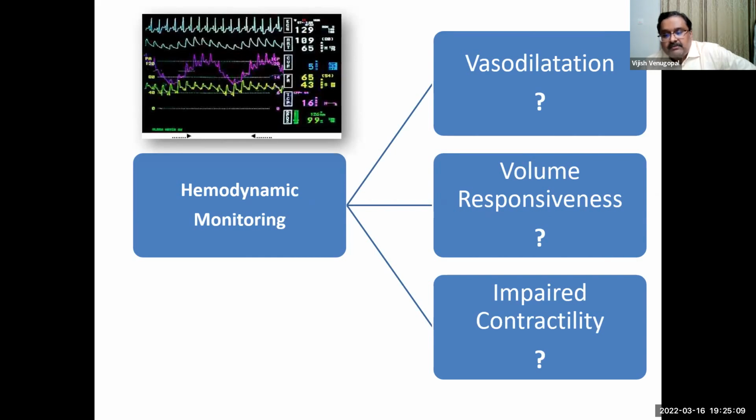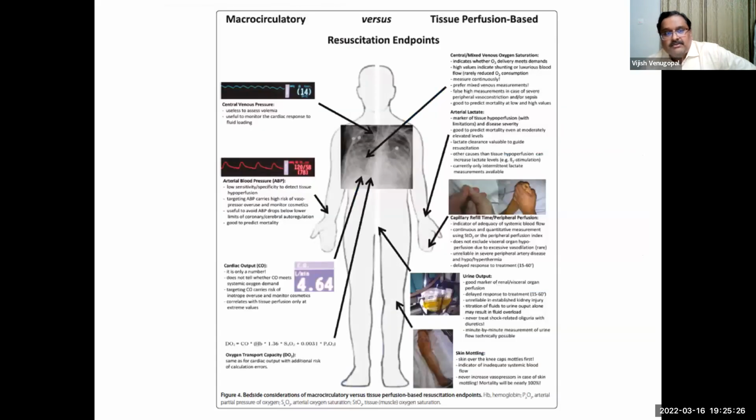But when do you stop giving fluid? You can do a lung ultrasound and see if there's fluid, then you stop giving fluid, or you can use the transpulmonary thermodilution and you can look at the extravascular lung water. Impaired contractility can be detected by using echocardiography, and you can decide whether you want to give an inotrope. So after you optimize your macro circulatory endpoints, always look at the tissue perfusion based endpoints like the arterial lactate and the capillary refill time and the urine output. Always don't forget the clinical examination.